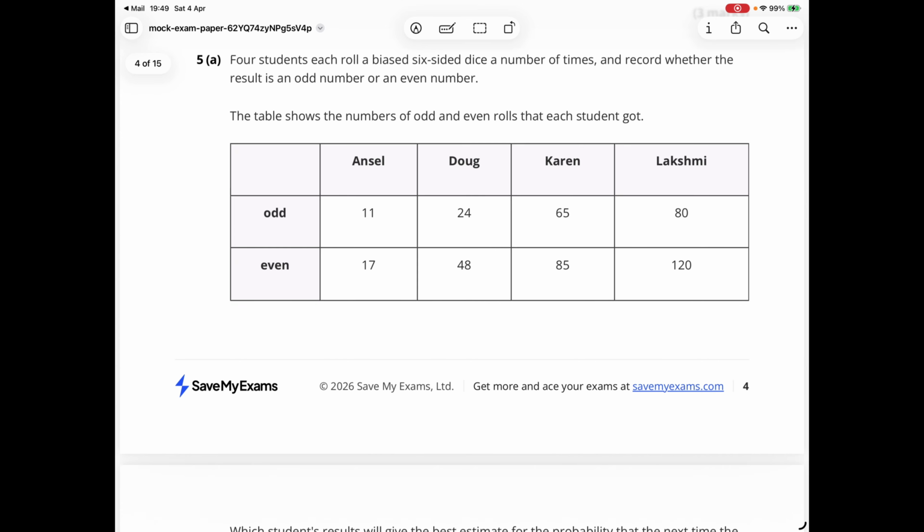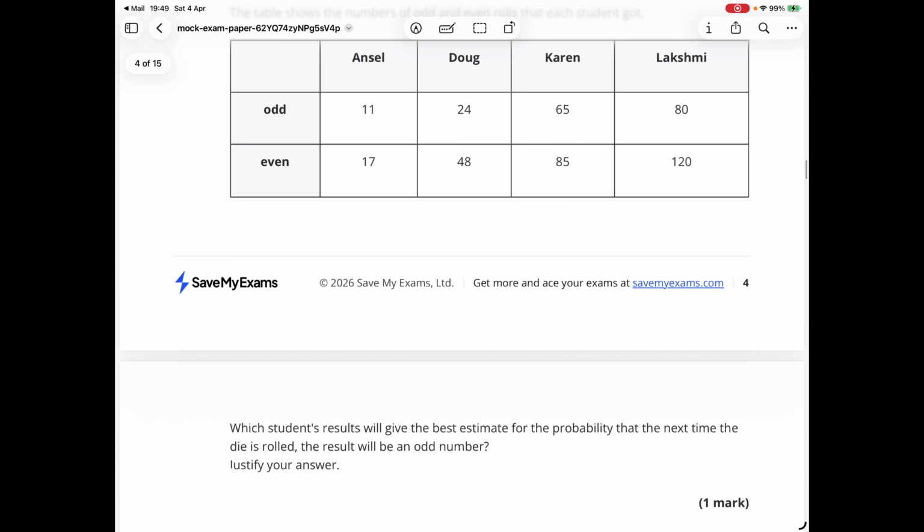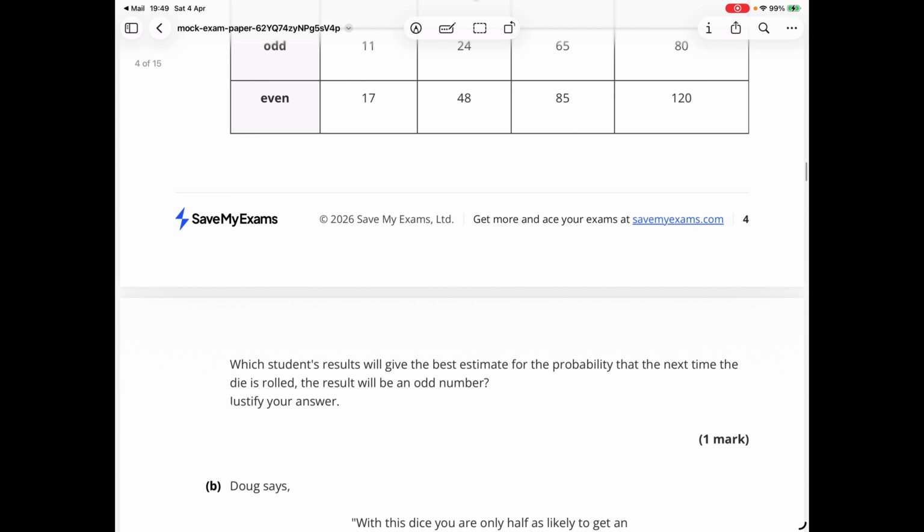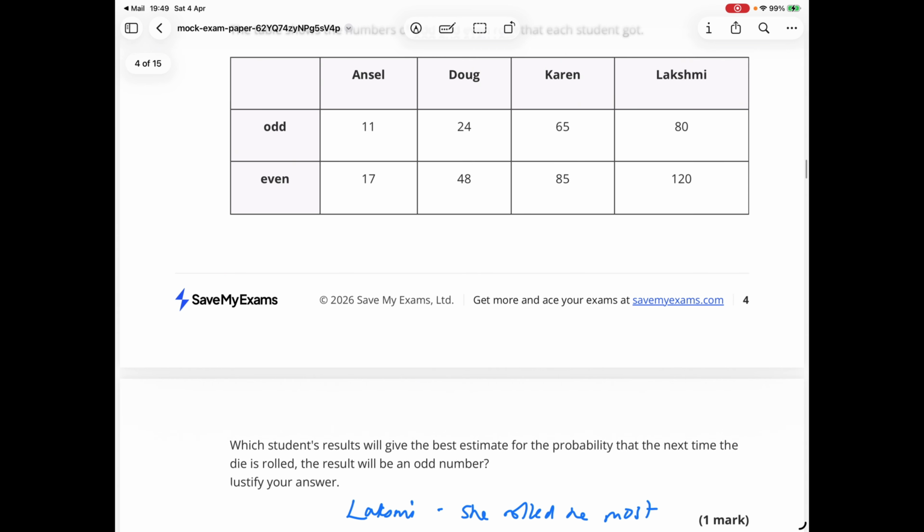Four students each roll a biased 6-sided dice a number of times. The table shows the numbers of odd and even rolls that each student got. Which student's results will give the best estimate for the probability that the next time the die is rolled, the result will be an odd number? Justify your answer. So Lakshmi, because she rolled the most. Though the best thing to do is add them all up and see what the answers are.